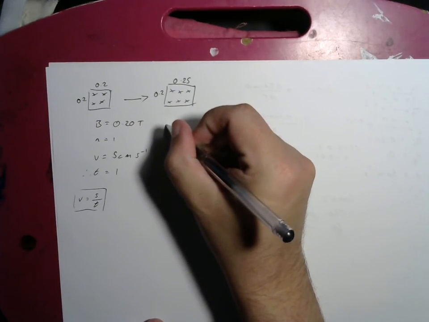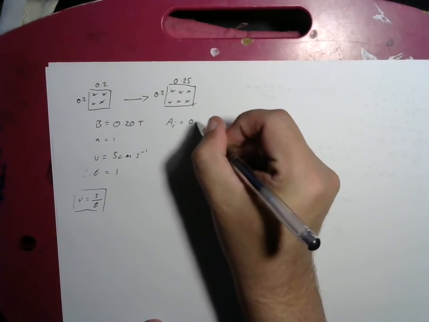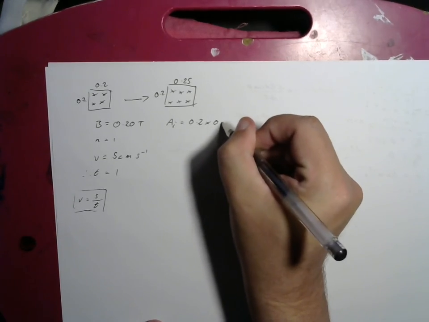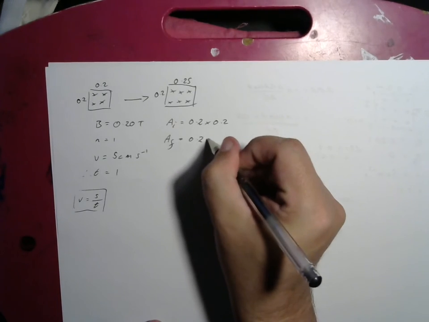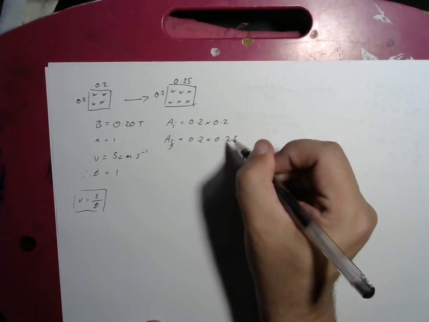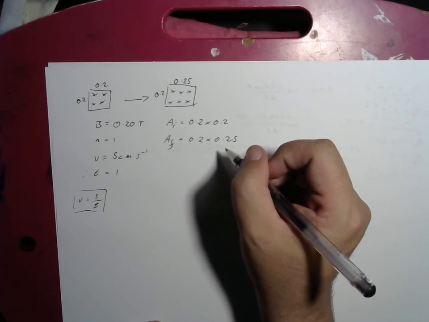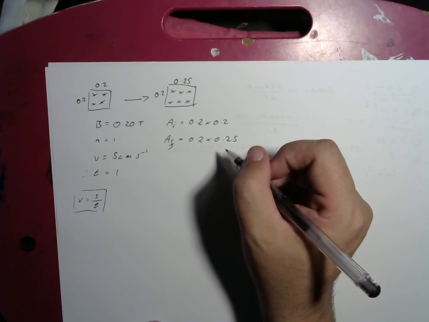Okay, so let's look at our area. Our area initial equals 0.2 times 0.2. And our area final equals 0.2 times 0.25. Okay. Now, what's that going to be equal to?